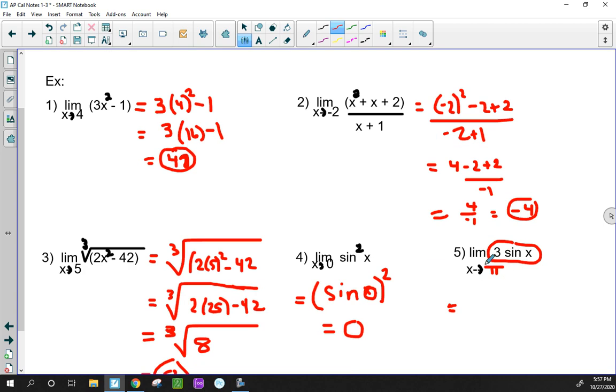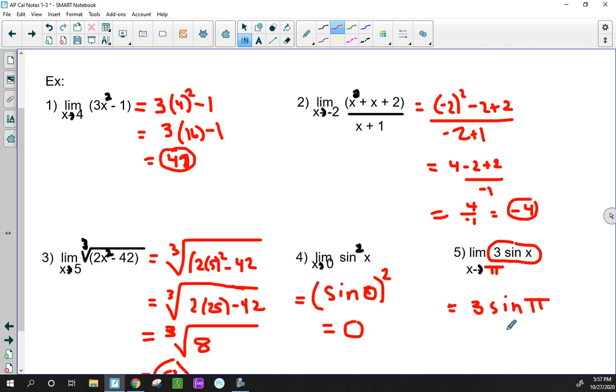And so sine x, we know what the graph looks like from the last unit. It has an amplitude of 3. That graph is definitely continuous, no matter where I am on the x-axis. So because of that fact, that is the reason I'm allowed to do this step: 3 times sine of pi.